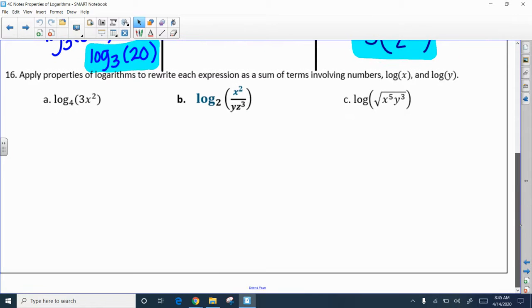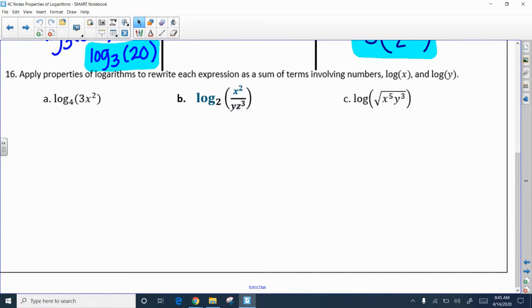And so we're looking at these last three examples here. Apply the properties of logarithms to rewrite each expression as a sum of terms involving numbers, log x and log y. So in other words, we are trying to expand this into a sum of terms. So instead of just one logarithm, we're trying to rewrite it as separate logarithms. All right, so let's look at A.